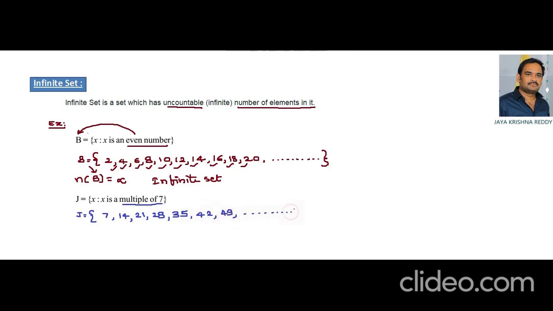So we cannot write all the numbers. So we cannot count the number of elements of this set. The number of elements of this set is uncountable. So this is also an infinite set.